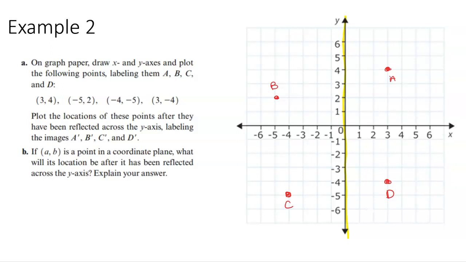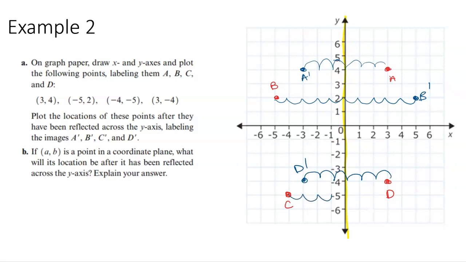So we've got across the y-axis, so this is 1, 2, 3, A prime. This is 1, 2, 3, 4, 5, B prime. Then 1, 2, 3, and 1, 2, 3, 4 for the other two points.